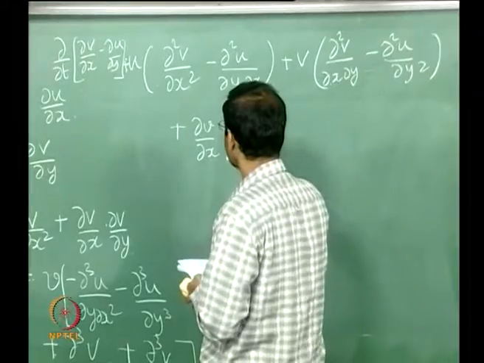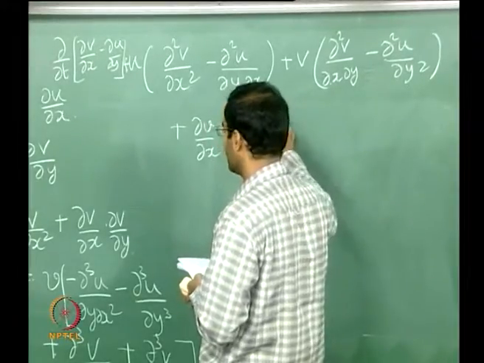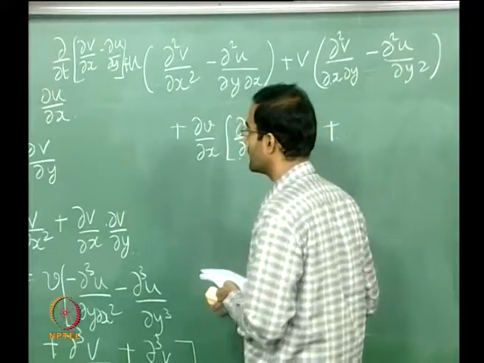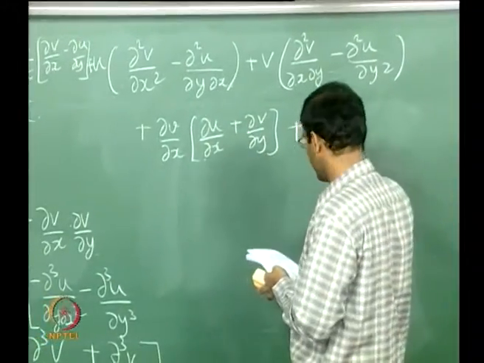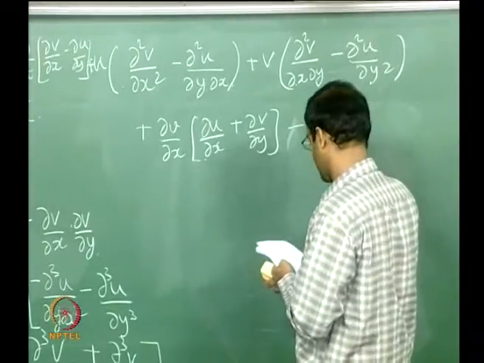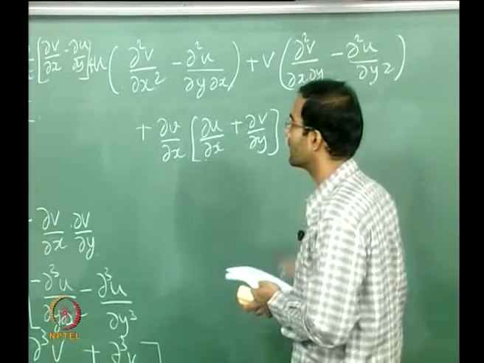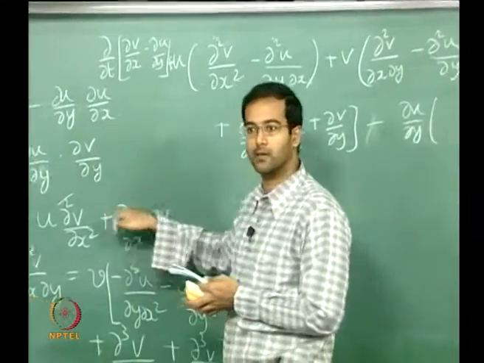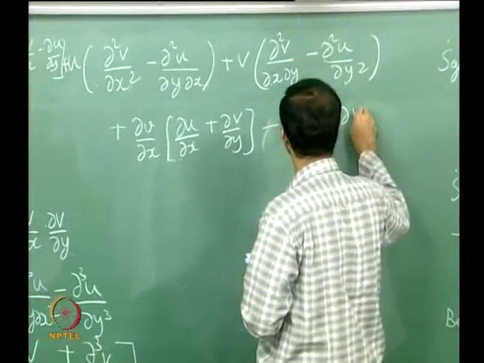This is a nice trick to eliminate all the unnecessary terms. Next I am going to take du by dy out, so this is actually minus du by dy, so you have du by dx plus dv by dy, so that will also satisfy continuity.